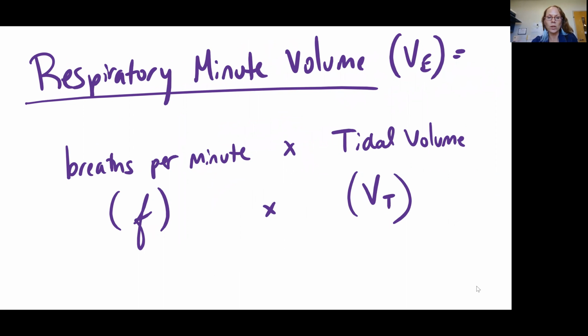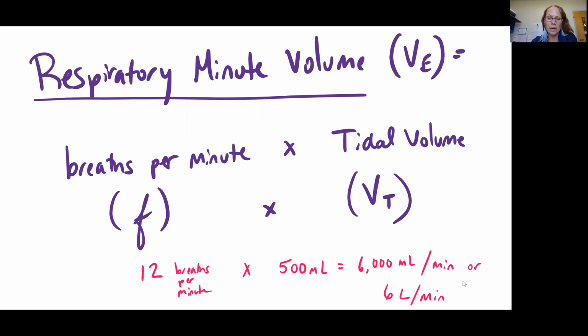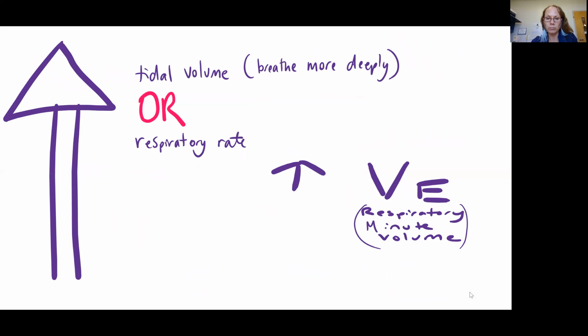We can actually calculate our respiratory minute volume. This is abbreviated big V subscript E, and it is your breaths per minute, so your respiratory rate, times your tidal volume. So if we are taking 12 breaths per minute and our tidal volume is 500 milliliters of gas, then in 1 minute you're exchanging 6,000 milliliters, or 6 liters, of air with your environment. So that's what that means.